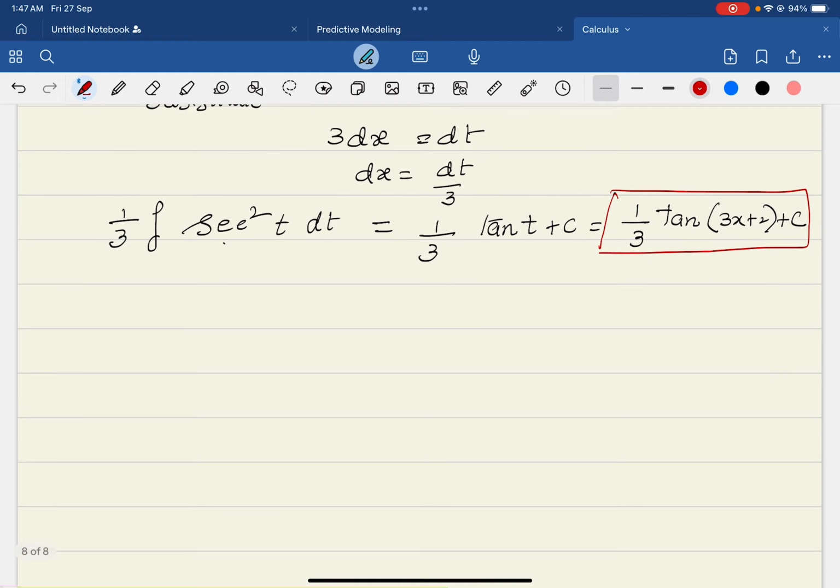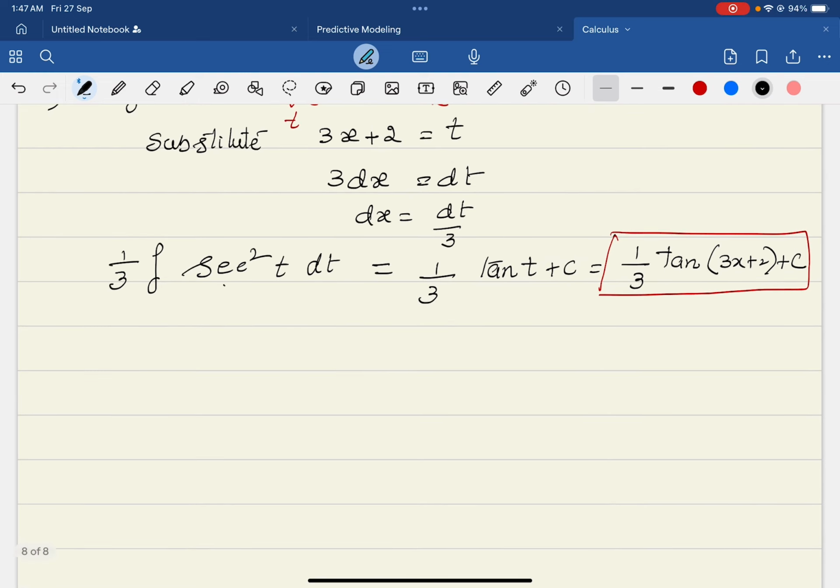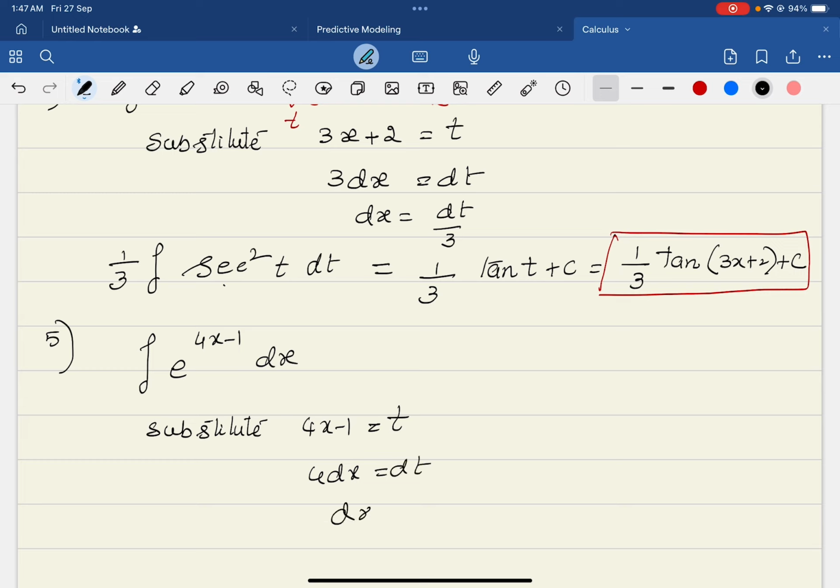So now let us continue with the problems. The fifth problem is integral of e raised to (4x minus 1) dx. Here is a very simple problem. Substitute the innermost, 4x minus 1, as t. Then 4 dx becomes dt. So we need dx as dt by 4.